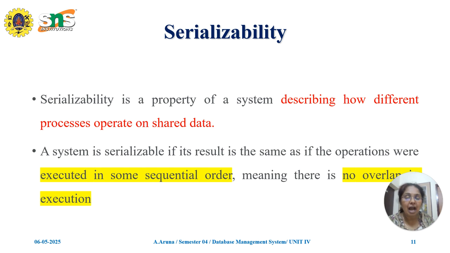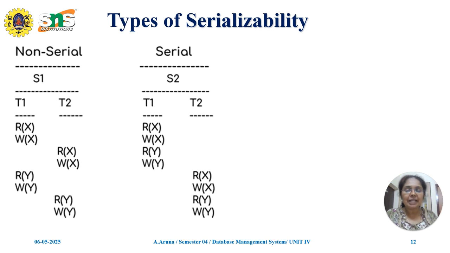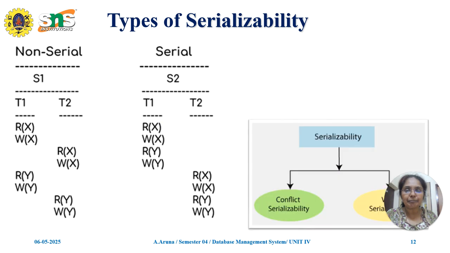But here also we have to follow a certain sequential order, and here we are going for no overlapping of execution. We are just swapping the transactions. It will not overlap each and every transaction in a particular schedule. It will only perform the swapping of the instructions in that particular schedule. So there are two types of schedule. The important thing is non-serial and serial. We already discussed this in the previous video.